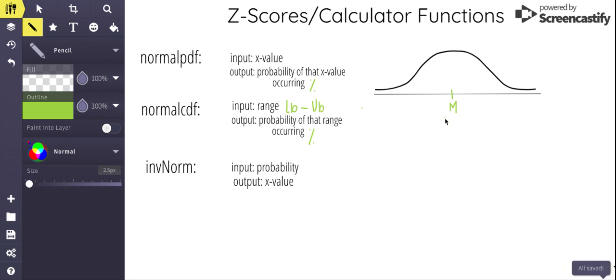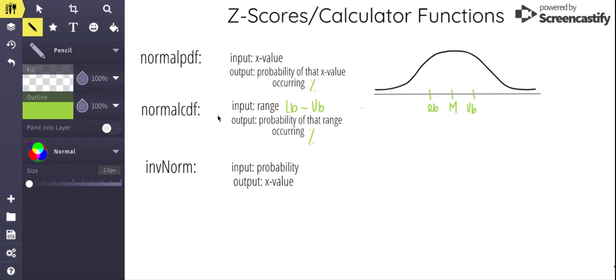So lower bound is really your minimum value. So let's go ahead and look at this bell curve over here. If we want to find a specific data set, which is, let's say, from this point to this point, this right here is going to be our lower bound. And then over here, this is going to be our upper bound. So that's really what we enter in our calculator. And of course, it gives us a percentage as our output. So the probability of that whole range occurring. So that's really the difference between normal PDF and normal CDF.